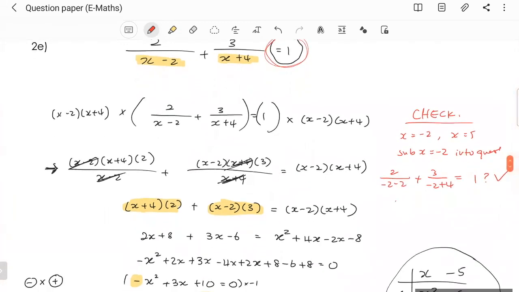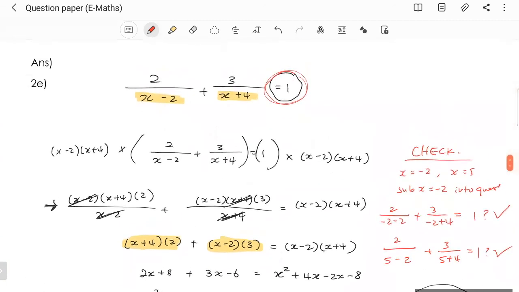Same thing, we take 2 over (5 minus 2) plus 3 over (5 plus 4). It also gives me 1. If it gives you 1, it means your answer is correct. For example, if you want to try, you can put x equals 4. You see whether 2 over (4 minus 2) plus 3 over (4 plus 4) gives me 1. It will not give you 1. If you press it in the calculator, it's not 1. So when your answer is not 1, it means that it doesn't satisfy the question. It means that your solution is definitely wrong.